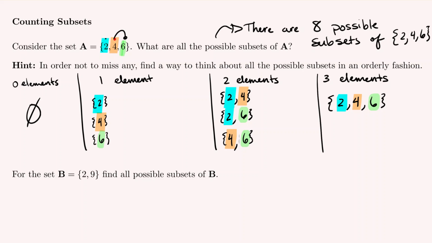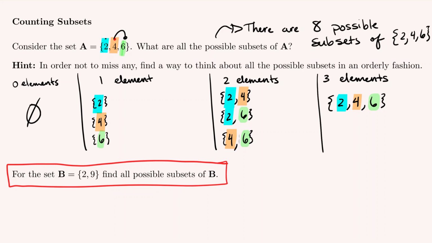I'd encourage you to take a moment to work through this next example in a similar way. Now we're restarting for the set with elements 2, 9. Write out all the possible subsets. So start with the smallest size of subset, 0 elements, that's the empty set. Move up to subsets of one element, etc., until you reach the limit for this particular example. Pause and attempt on your own. Unpause to check the work.